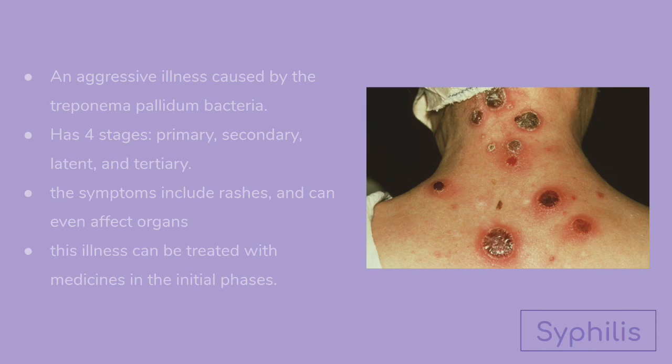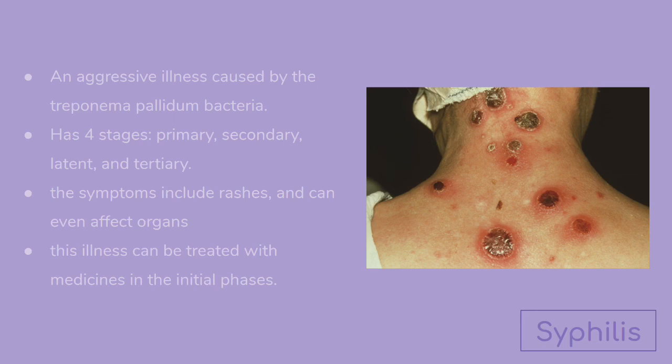Next, we have syphilis. This is an aggressive illness caused by the Treponema pallidum bacteria. This illness has 4 stages: primary, secondary, latent, and tertiary. It starts with rashes and ulcers at the place where the bacteria enter the body, generally the anus or around the penis or vagina. 3 to 6 weeks later, rashes begin to appear on the back, bottoms of feet, and palms of hands, and then disappear quickly. During this stage, people who are infected can contaminate others through skin-to-skin contact.